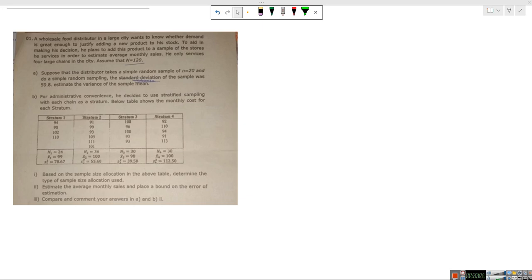Okay, so now we will discuss this question. This question is also asked from stratified random sampling. Now let's read the question first.